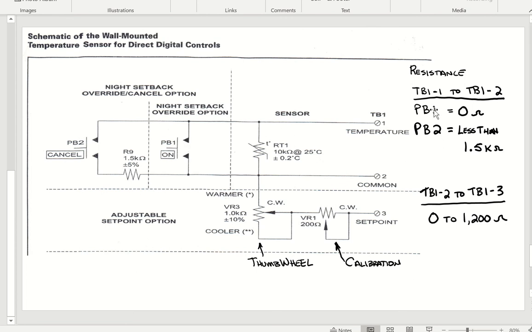So what you would actually see when PB1 is depressed is 0 ohms when you measure between TB1-1 and TB1-2. That indicates to the DDC system that somebody has pressed the PB1 button or turned the system into override or selected override anytime that the resistance here goes down to 0.